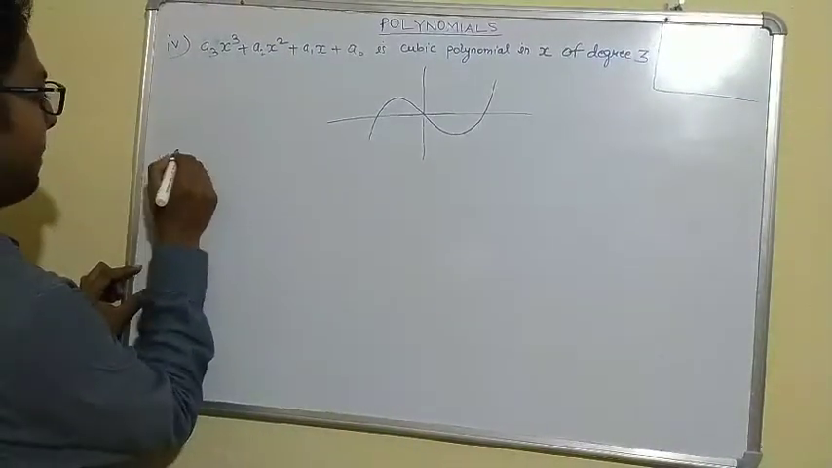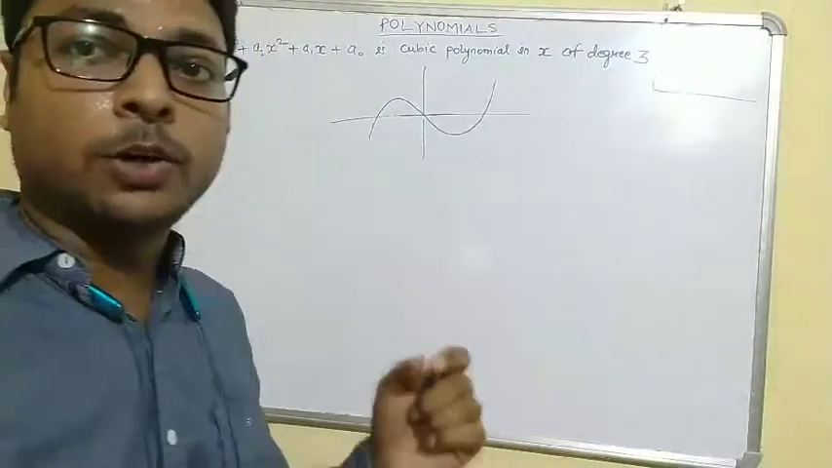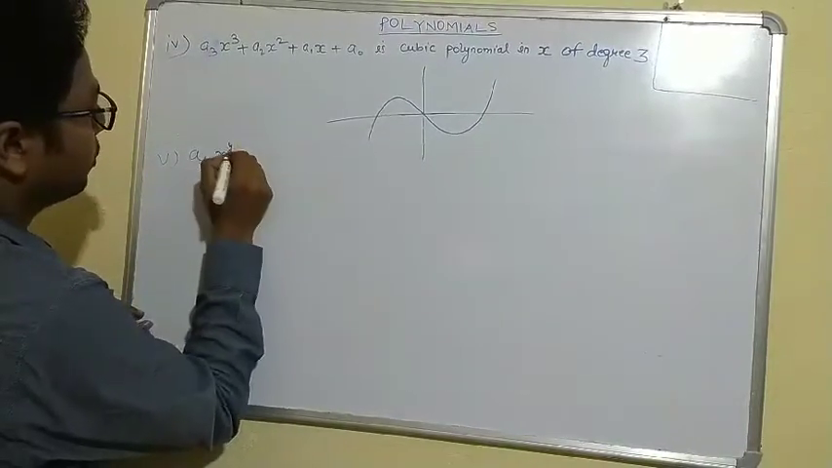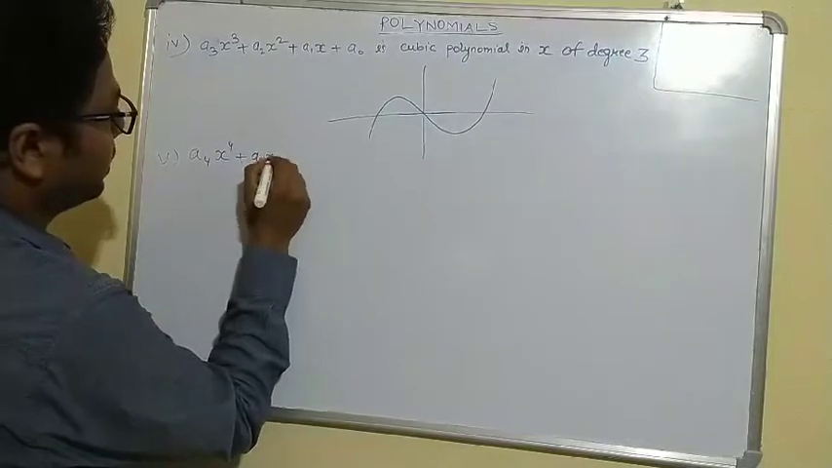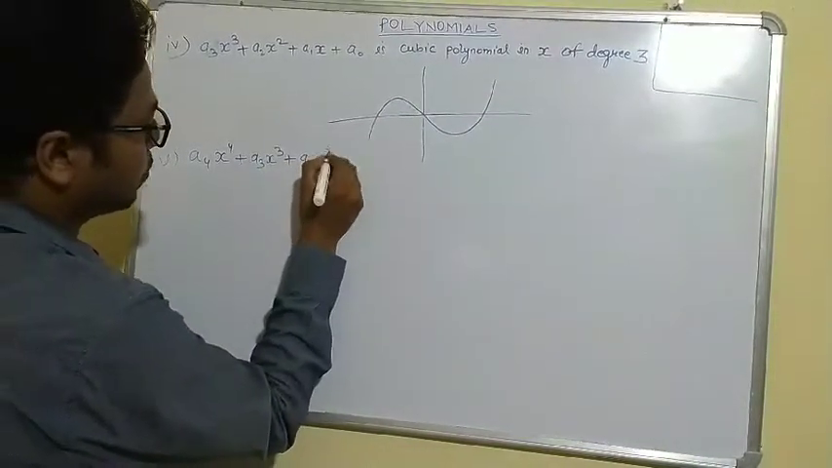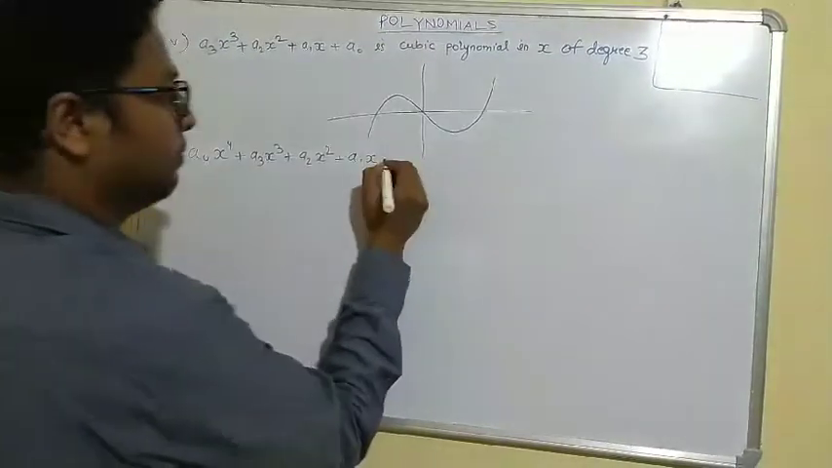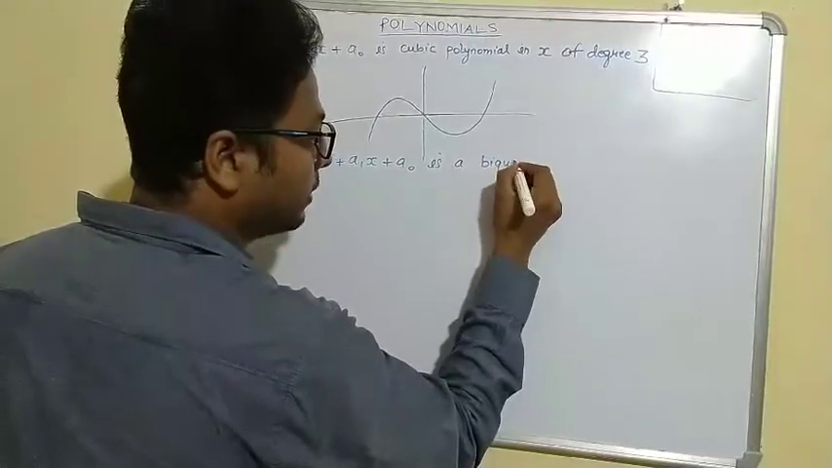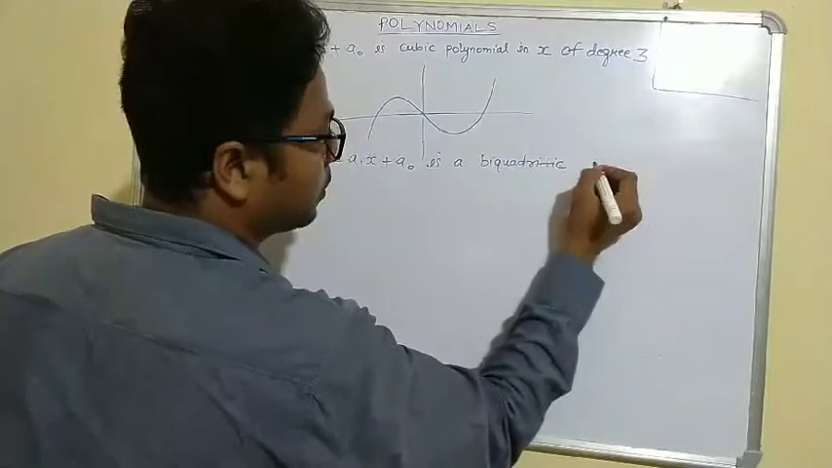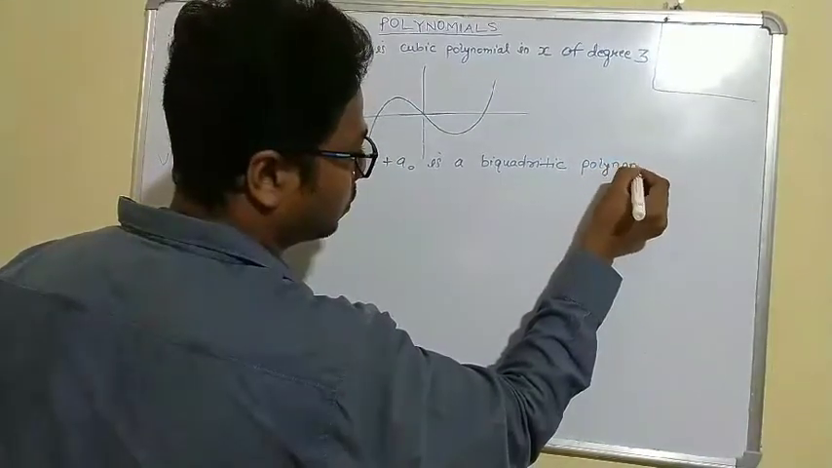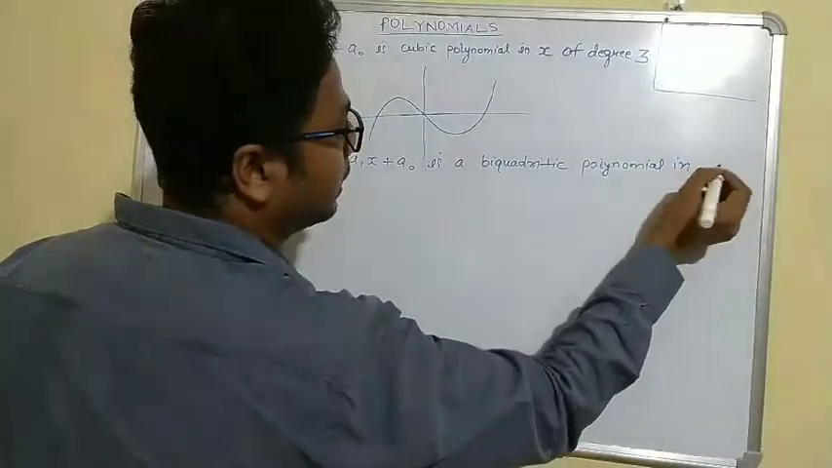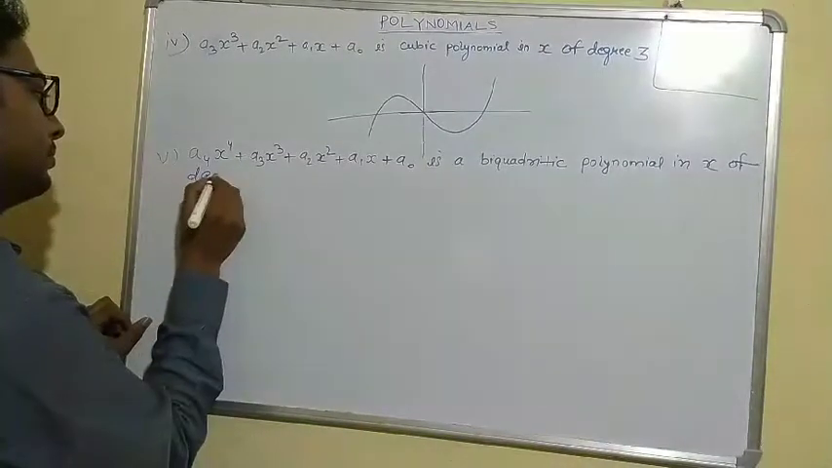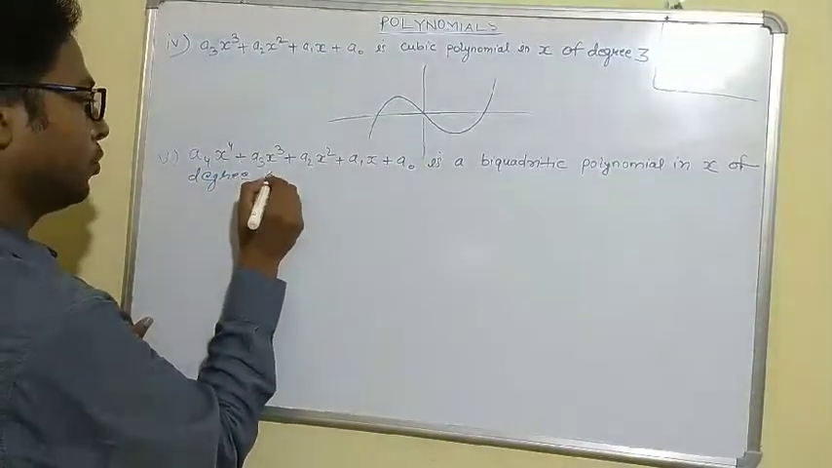Fifth is biquadratic polynomial. A4 x to the power 4 plus a3 x cube plus a2 x square plus a1 x plus a naught is a biquadratic polynomial in x of degree 4.